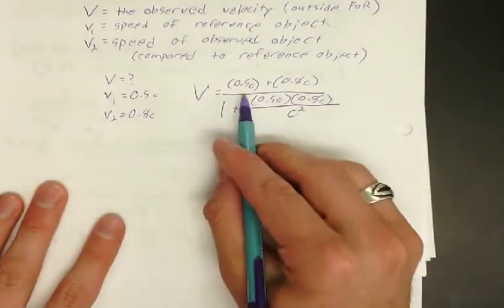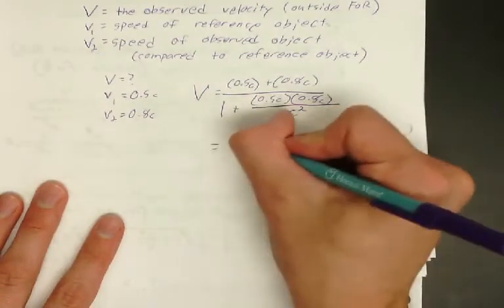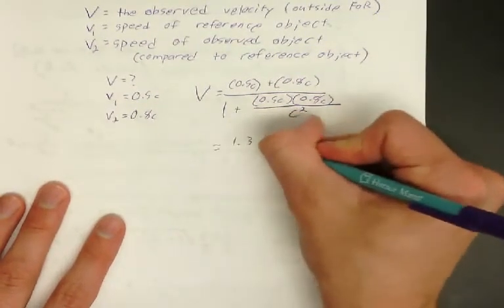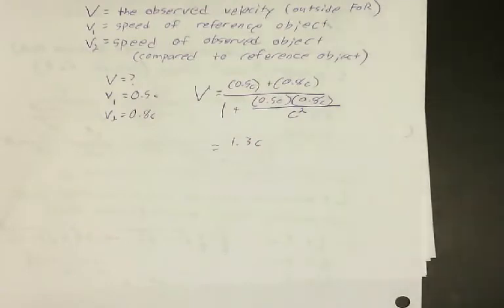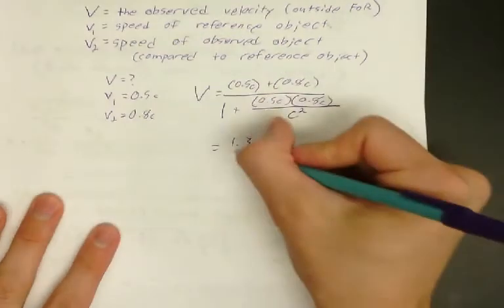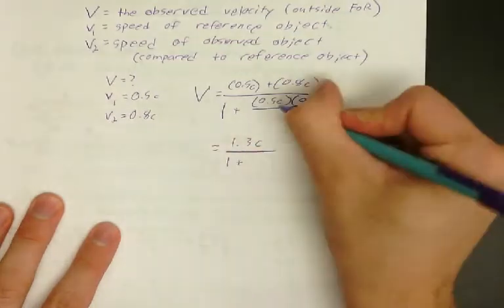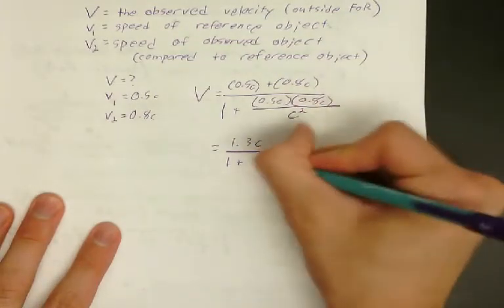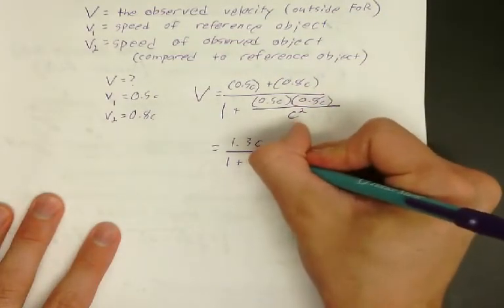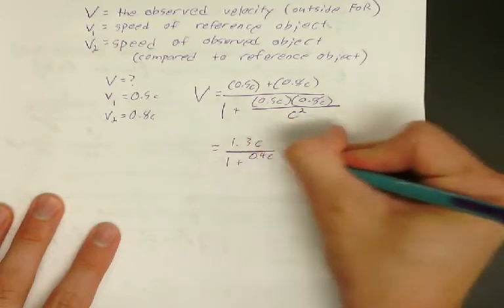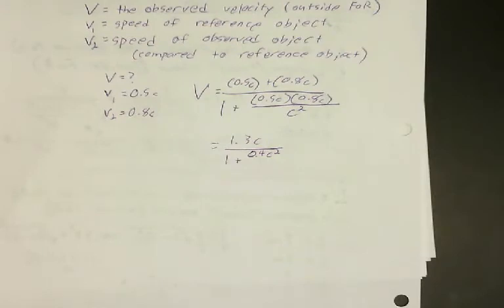So 0.5c plus 0.8c is 1.3c. Don't freak out. I know you're saying to yourself, Mr. B, nothing can be faster than the speed of light. Don't freak out yet, we're still doing math. 1 plus 0.5c times 0.8c is 0.4c squared. It's just the c that's squared, not the 0.4.